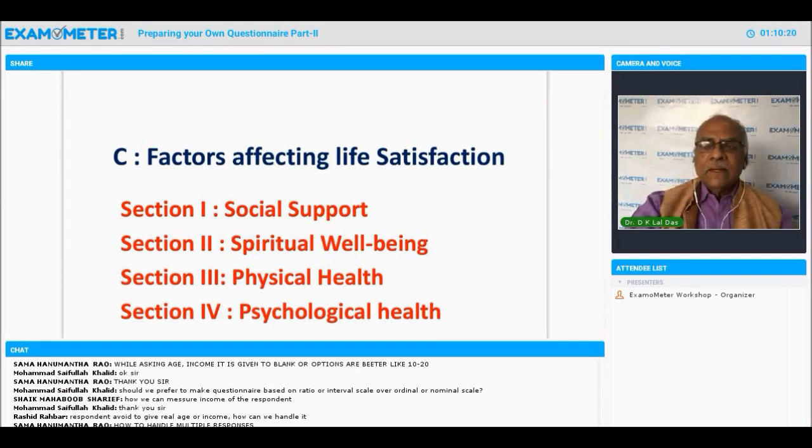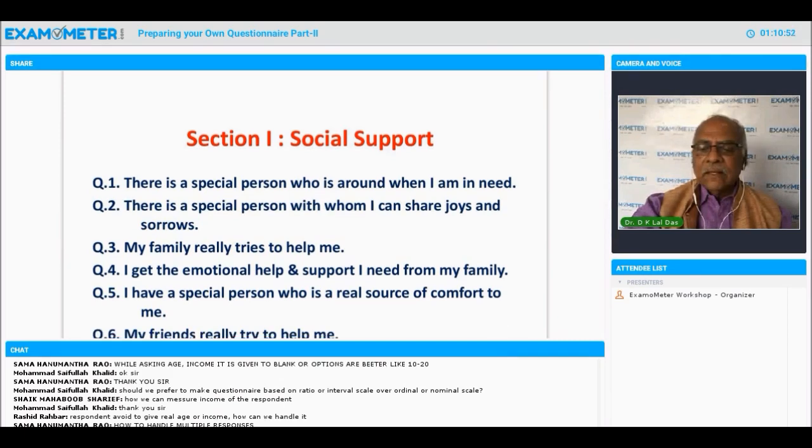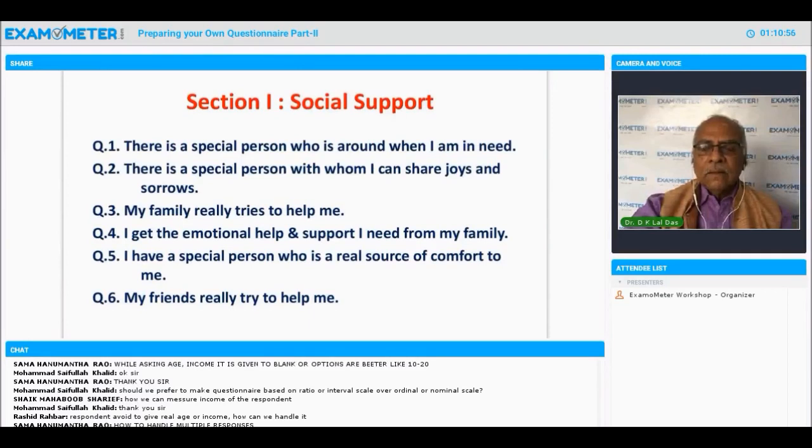After the personal information, in the next section, we ask the questions on our factors. So there can be a set of questions on social support, another set of questions on spiritual well-being, physical health, and psychological health. Here we can use questions which are opinion or perception questions. These are the questions we can ask for social support, and we can give a similar response pattern so that we can make it one variable.